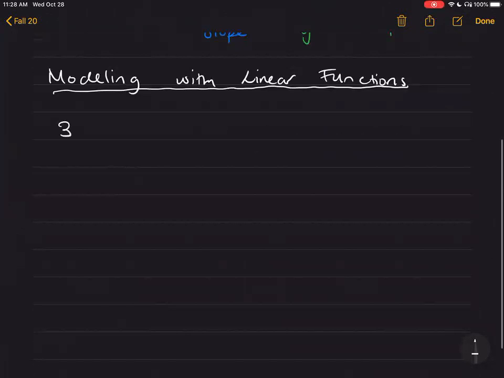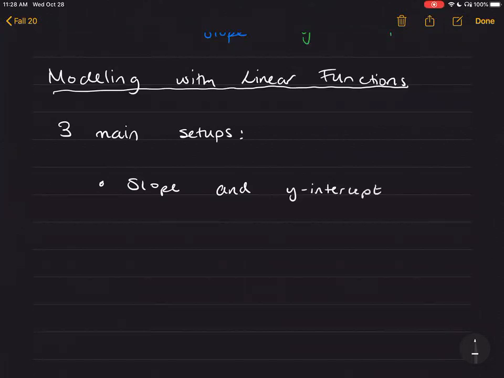So three main setups. The first one is if we have a slope, so like a rate, and a y-intercept, which we can think of as like a starting point for the functions. Wherever we're starting at time equals 0 or distance equals 0, that's our y-intercept, and our slope is a rate like gallons per minute or miles per hour, that kind of thing.